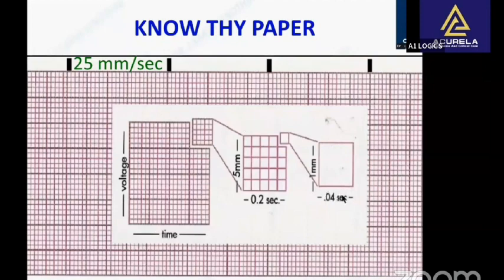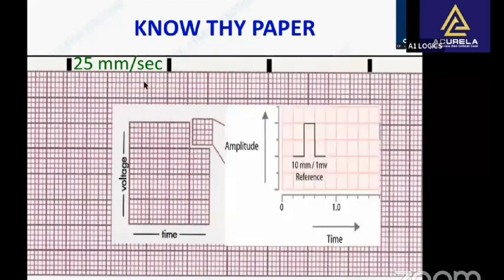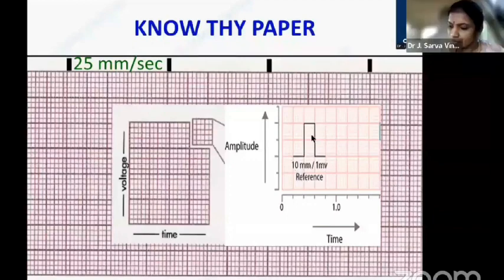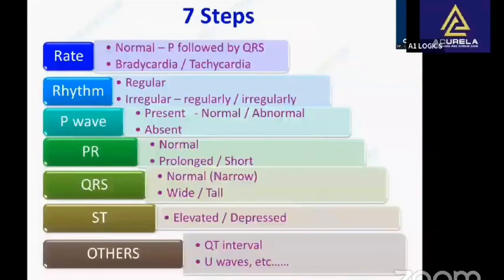Each small square in the ECG paper represents 0.04 seconds, and each large square represents 0.2 seconds. The ECG is usually swept at a speed of 25 millimeters per second, and the standardization is 10 millimeters representing 1 millivolt. 2 large squares represent 1 millivolt. So always look for the standardization and the standard sweep speed on the ECG.